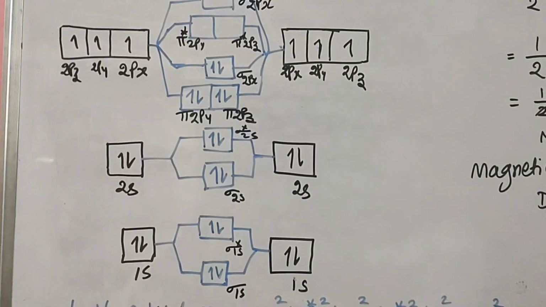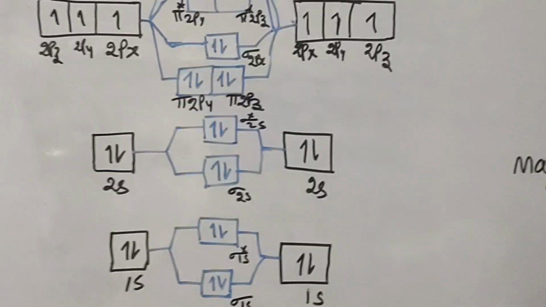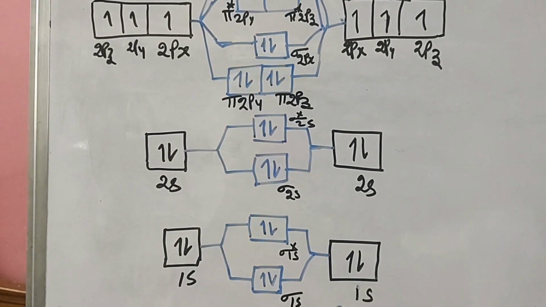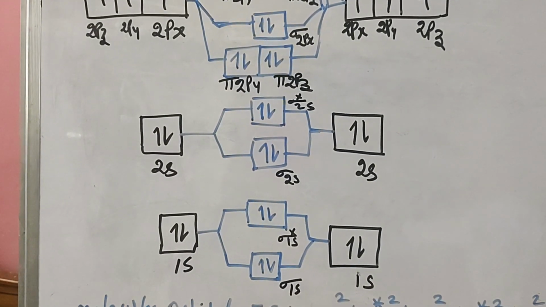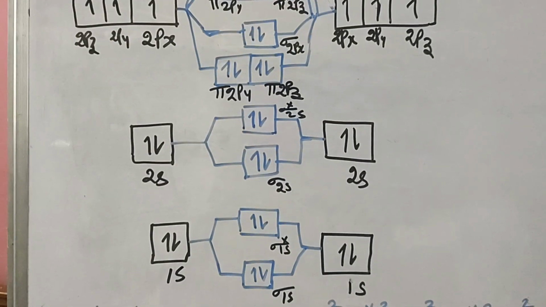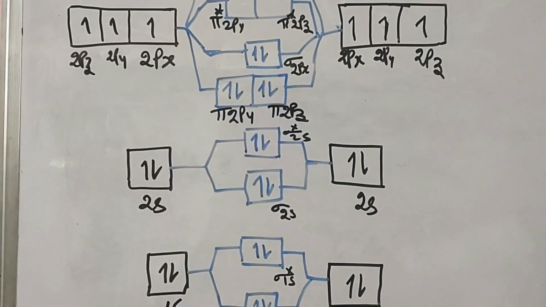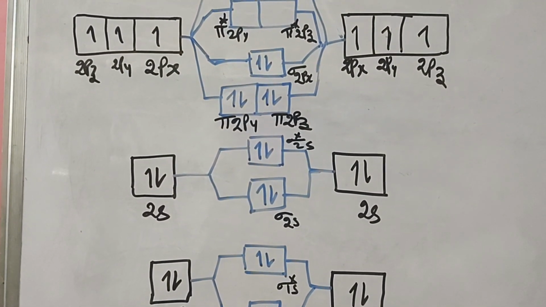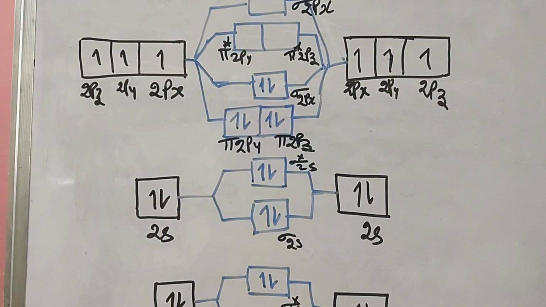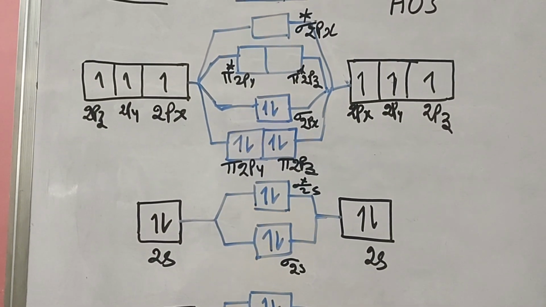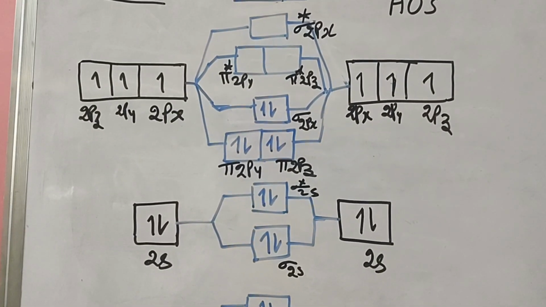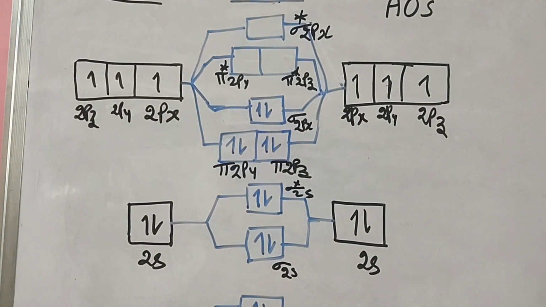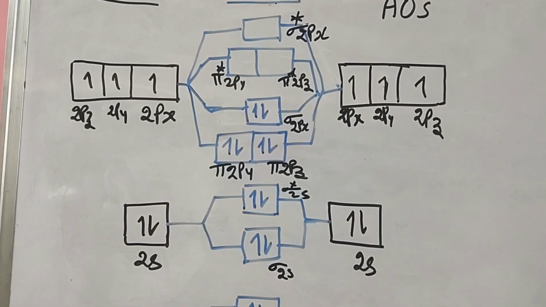For the 1s, we have to fill the electrons in sigma 1s and sigma star 1s. 4 electrons are filled here. And in the case of 2s molecular orbitals, sigma 2s and sigma star 2s, 4 electrons are filled here. And the remaining 6 electrons are filled in the molecular orbitals of the 2p: pi 2py, pi 2pz, sigma 2px.